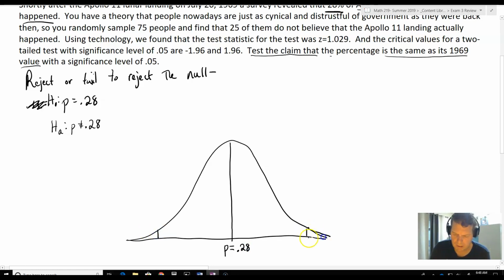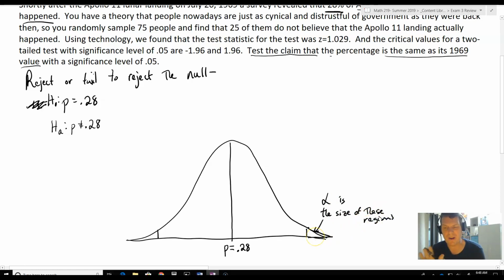And if we remember, my significance level is going to be the size. Alpha is the size of these two regions, the critical regions. And in this case, it's split.